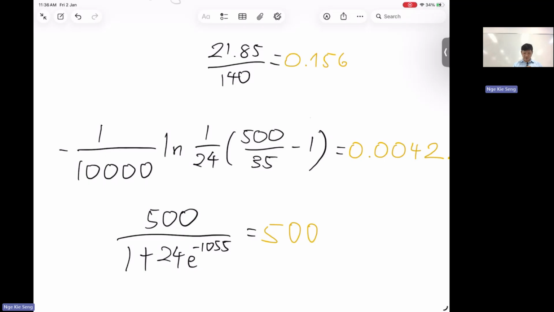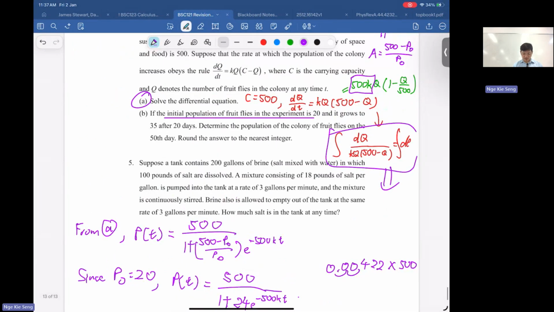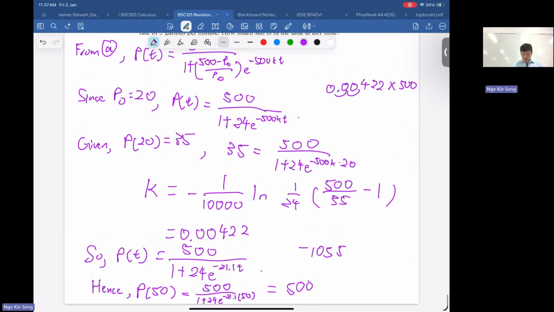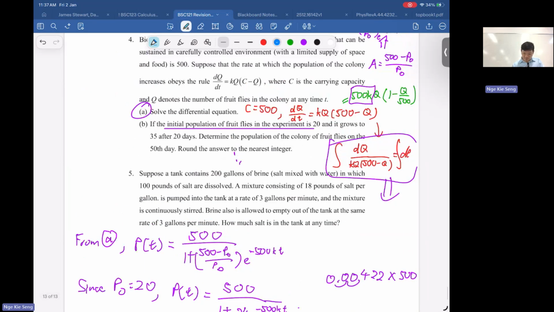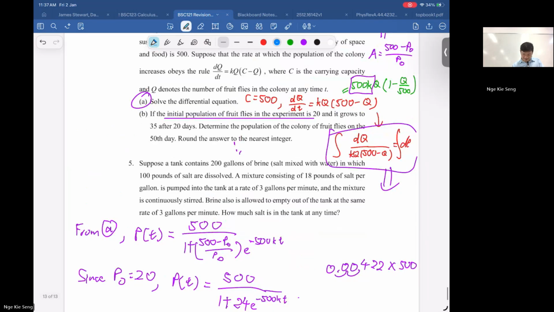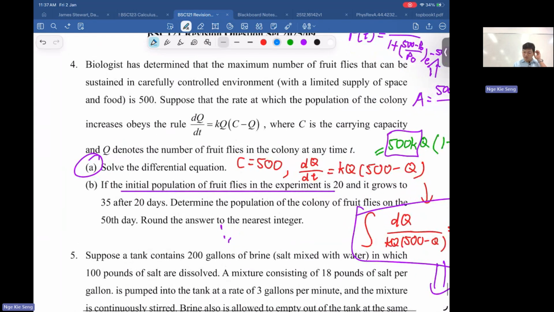So 500. You reach the maximum. Is it? The question is to round to the nearest integer. Maybe you should pick more decimals here. And then you can see that actually it kind of reached the maximum. Is this true? Hopefully it's true. Meaning it goes pretty fast.